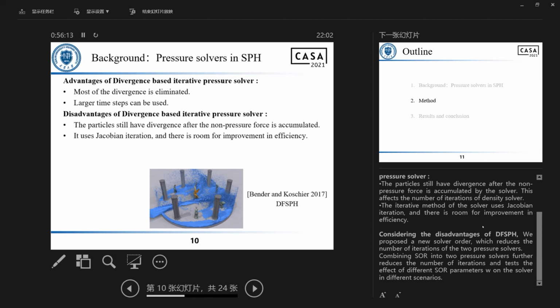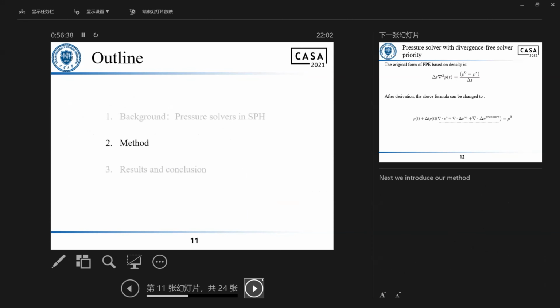Considering the disadvantages of DFSPH, we proposed a new solver order, which reduced the number of iterations of the two pressure solvers. Combining SOR into the two pressure solvers further reduces the number of iterations, and we test the effect of different SOR parameter omega on the solver in different scenarios. Next, we introduce our method.